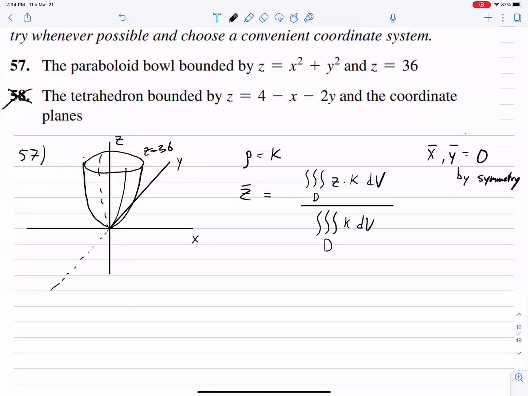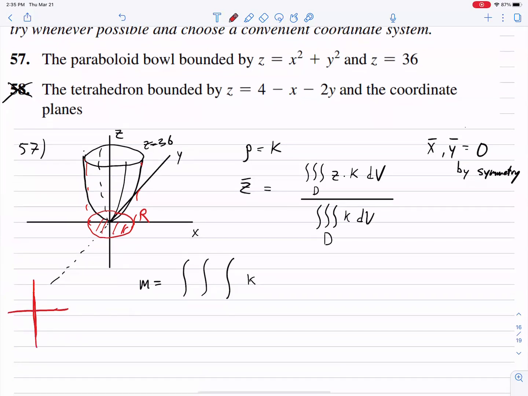And so if we were just, for instance, to do the mass, so m was the mass, we're going to do the triple integral over this guy of k. We have to figure out what the projection of this is in the xy plane. So this is the region R. What is R going to be? It's going to be a circle. And how do we figure out what the radius of that circle is?